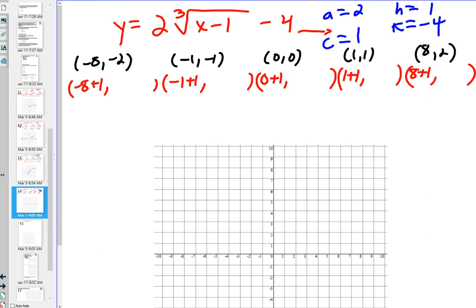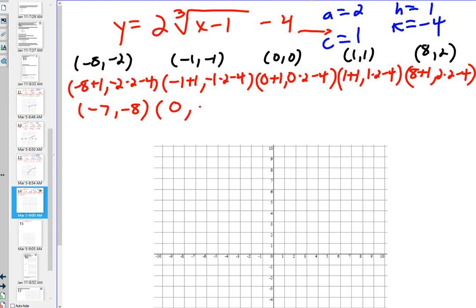And then, what do I do with the y's? Times a, and then plus k. So I get the negative 2 that I'm starting with, times a, which is 2. K is negative, down 4. Negative 1 times 2 minus 4, 0 times 2 minus 4, 1 times 2 minus 4, and 2 times 2 minus 4. Time to show off my mental math skills. Negative 8, negative 6, negative 4, negative 2, 0.